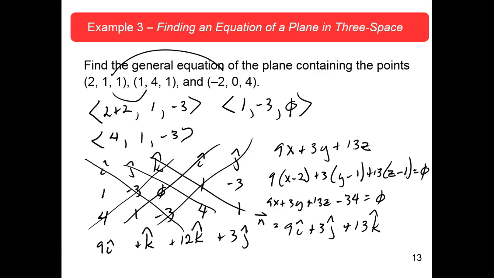Okay. This was, by the way, your standard form, or something pretty close to it, if we had multiplied through. This is what they call the general form, and that's what they were asking for, the general equation. Okay.